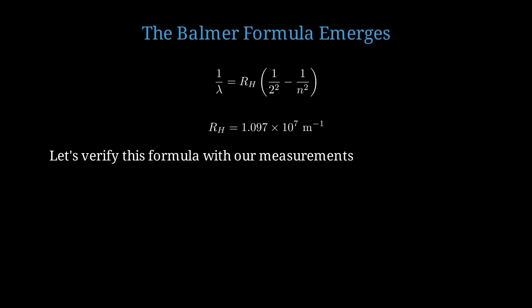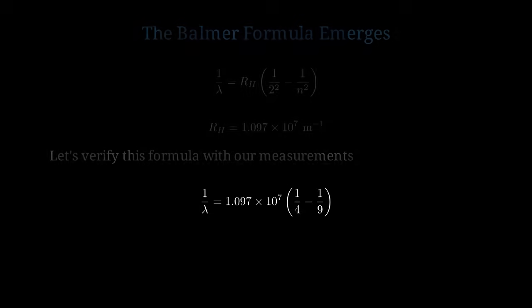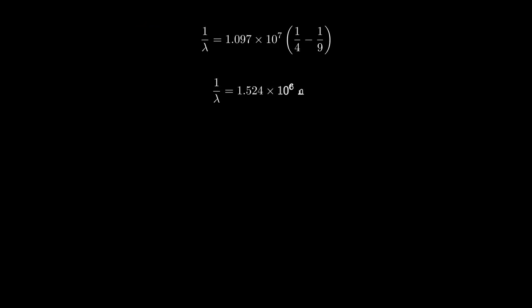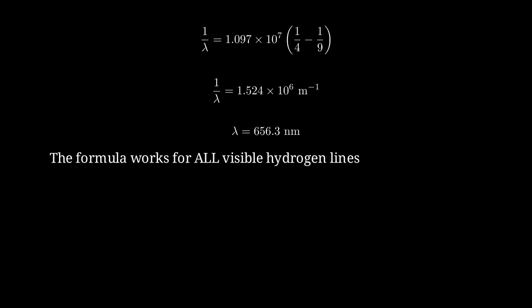Let's check how well this formula matches our measured wavelengths. For the first visible line, n equals 3. 1 over lambda equals 1.097 times 10 to the 7th times the quantity 1/4 minus 1/9. This gives 1.524 times 10 to the 6th inverse meters. Taking the inverse gives lambda equals 656.3 nanometers. This matches our measurement perfectly. When you test this formula for n equals 4, 5, and 6, you get 486.1, 434.0, and 410.2 nanometers. Perfect agreement with experiment.